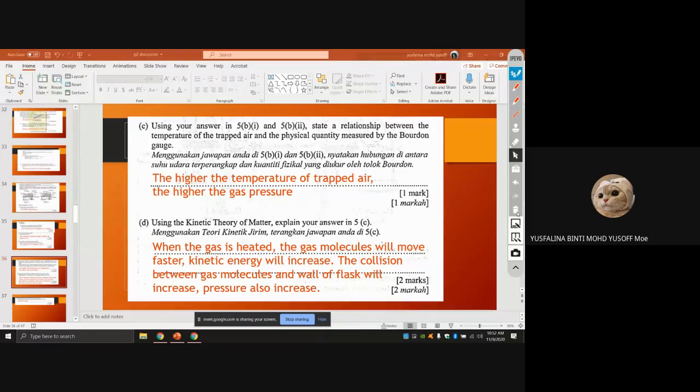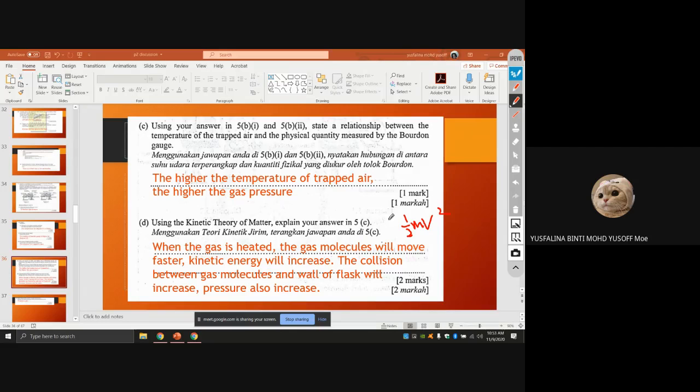When the gas is heated, when you give heat energy to the gas, the gas molecules will move faster. When you move faster, of course the speed is increasing. You know the kinetic energy formula is half mv square. So when the velocity or the speed is higher, the kinetic energy also will be increased. And when the molecules move faster, of course the rate of collision between the gas molecules and the wall of the container will also be higher.